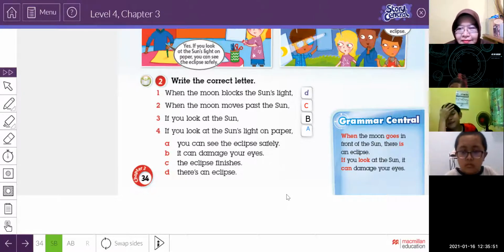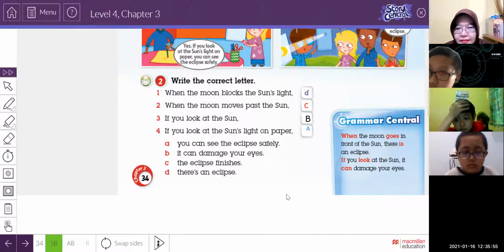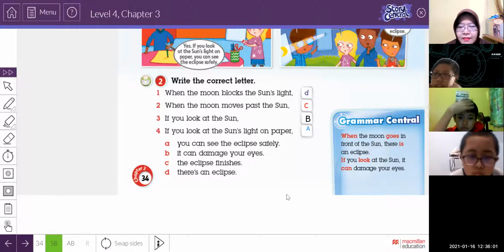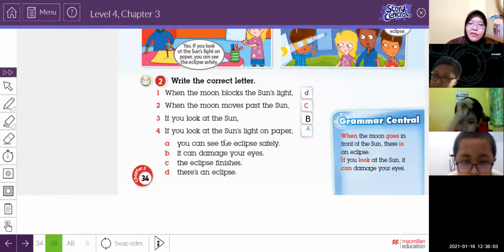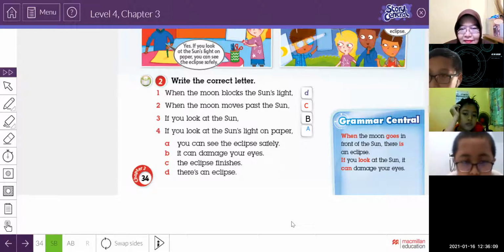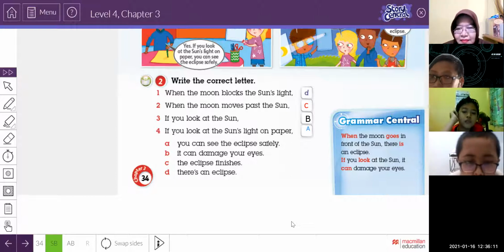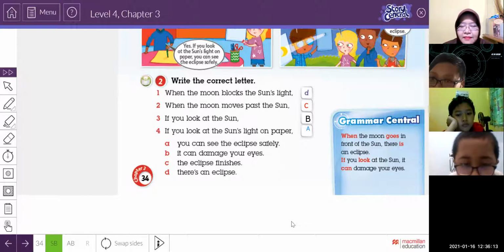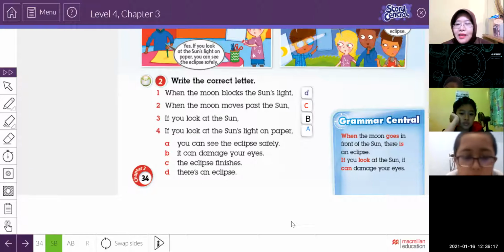If you look at the sunlight on paper, you can see the eclipse safely. Don't forget the S, Aksan. The sun's light. If you look at the sun's light on paper, you can see the eclipse safely. Thank you. Alvin, your turn.